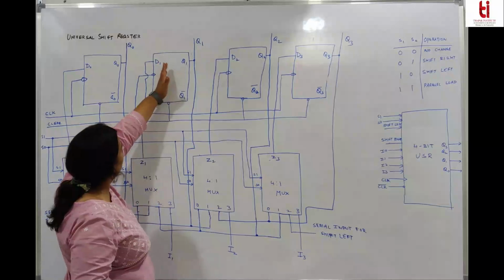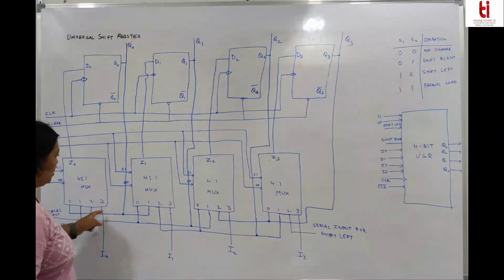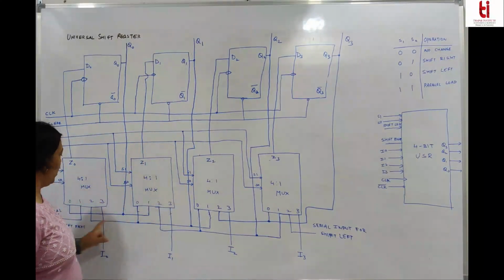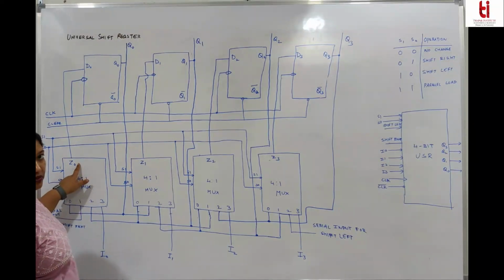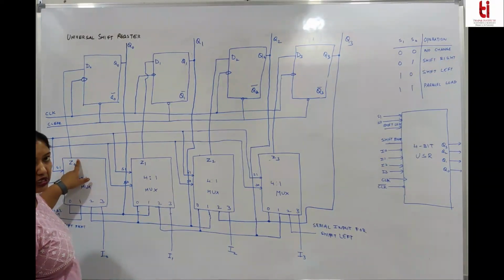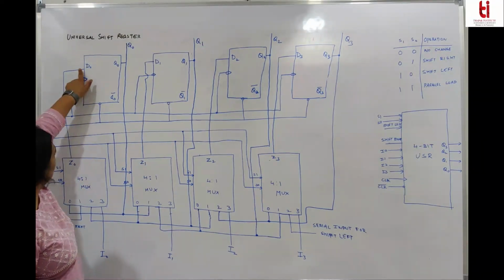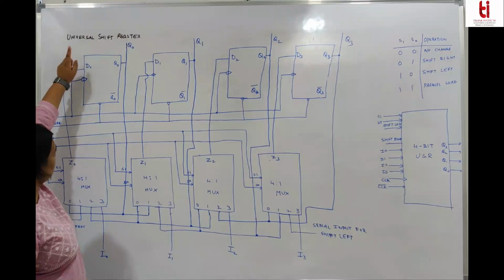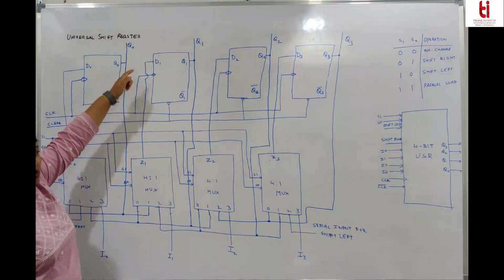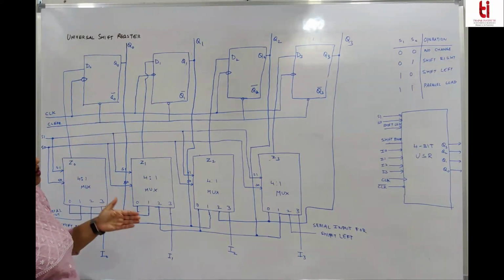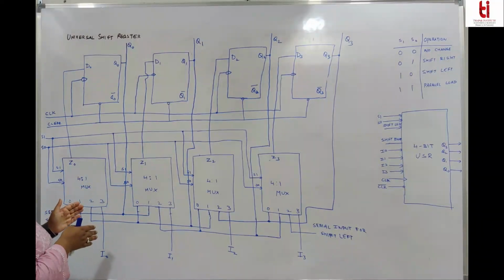So it shifted and came here. And this is Q1. Q1 comes over here because mux only transfers the data from input line to output. So the input of D0 is Q1 and on that clock edge, output Q0 will be equal to Q1. So all the data from the right has been shifted towards left.